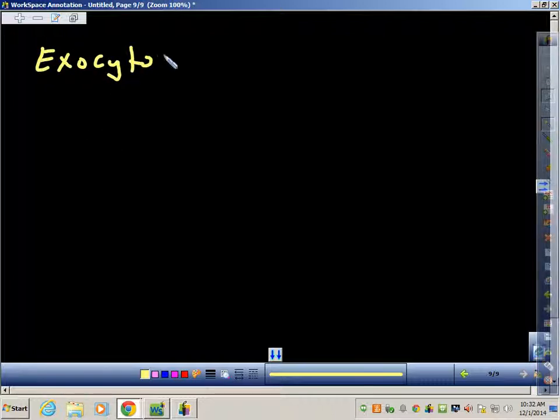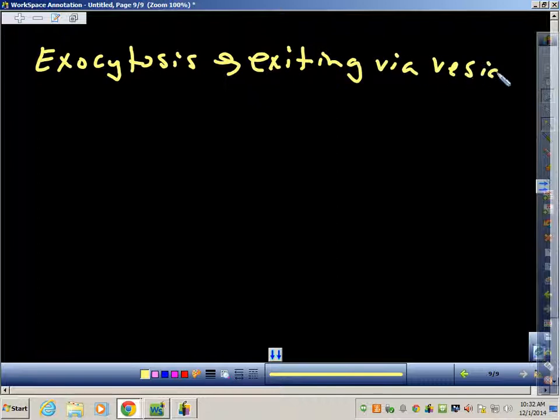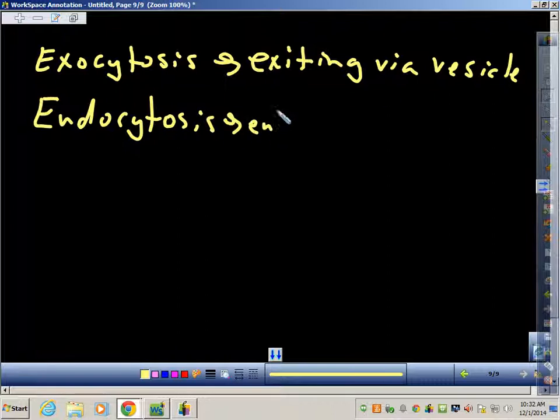Okay. I talked about exocytosis, things leaving, right? Let's talk about the other one. So exocytosis is exiting by a vesicle. That means there must be something else called endocytosis. And that would be entering, you should be writing this down, by a vesicle.